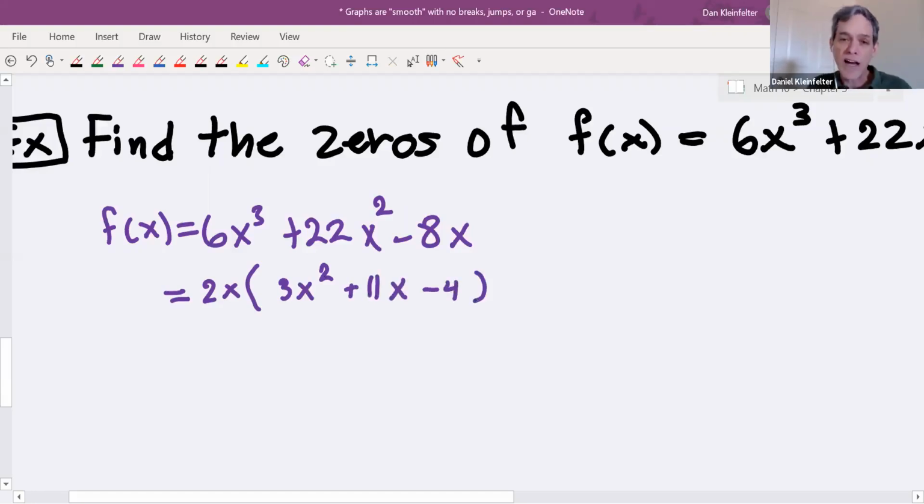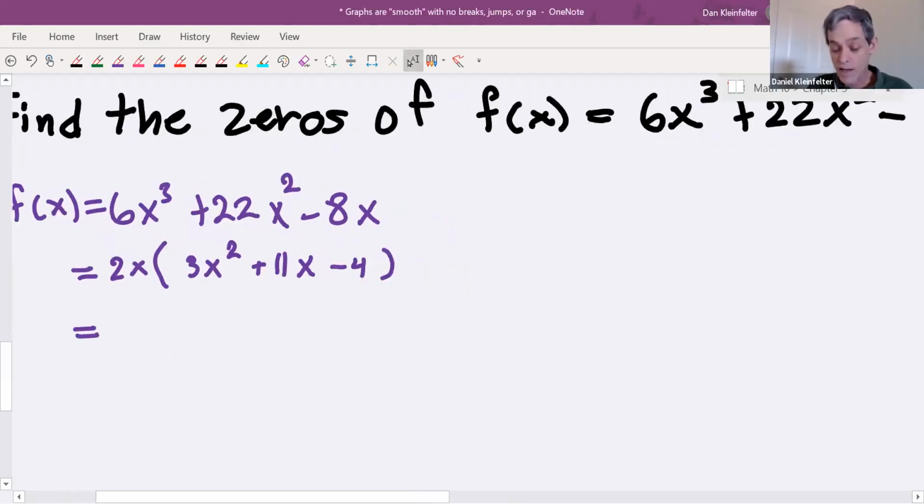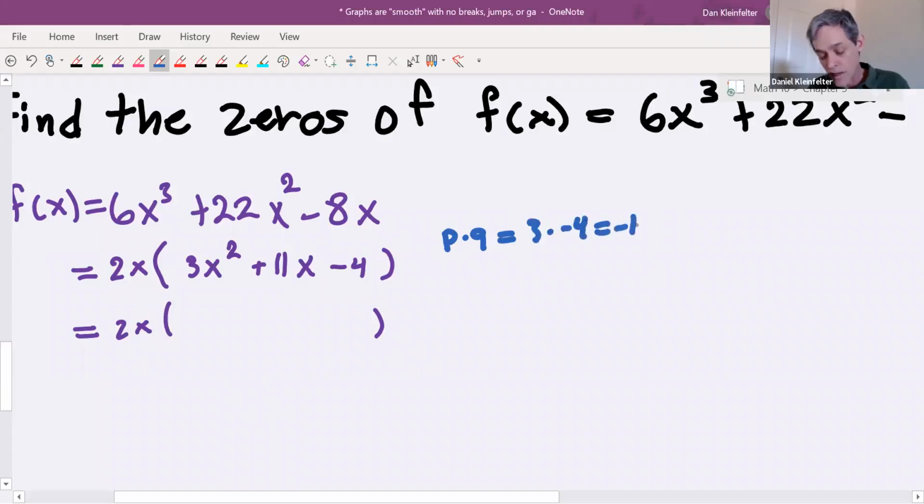Okay, so now we want to factor the quadratic inside of the parentheses. And there's a variety of ways of doing that, so pick your favorite method. I do best factoring these things by grouping, so that's what I'm going to do. So to do that, I need to find 2 numbers. I like to call them p and q, so that their product is equal to the product of the 3 and the -4. So 3 times -4, which is -12. And they have to add up to be 11.